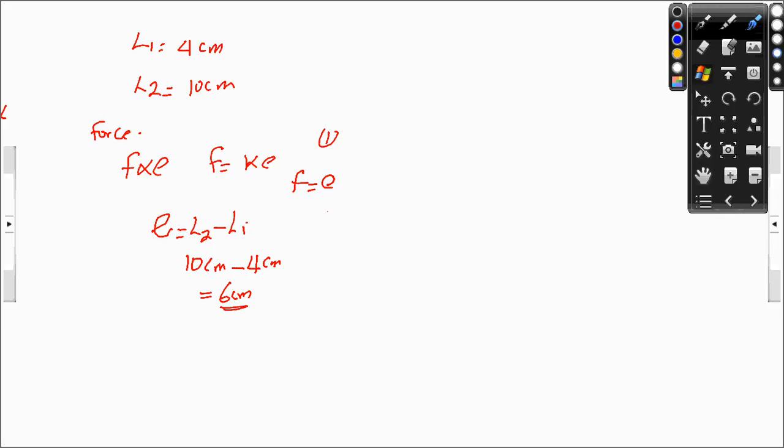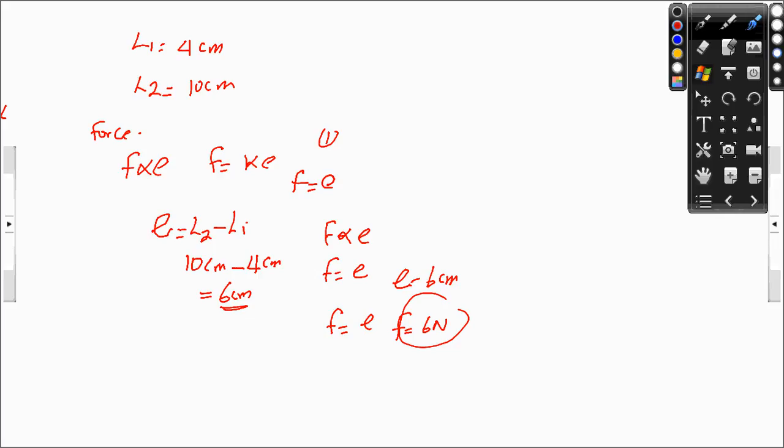Okay, now we know what the extension of the spring is. We want to know what the force is. Don't forget the equation that says the force is directly proportional to the extension. Now when we have a constant of 1, the force equals E. So our force is going to be E, and the extension E equals 6 centimeters. That tells you the force is going to be 6 Newton. That tells you when the force of 6 Newton was acting on the spring, the extension was also 6 centimeters.